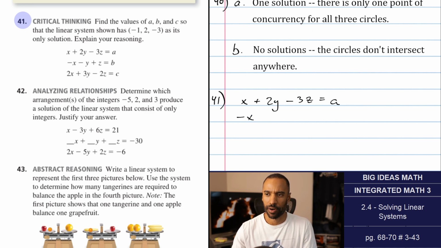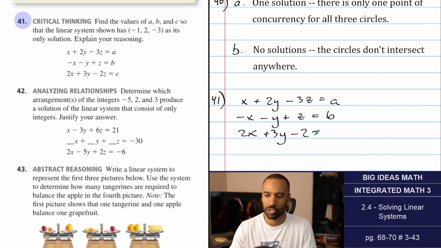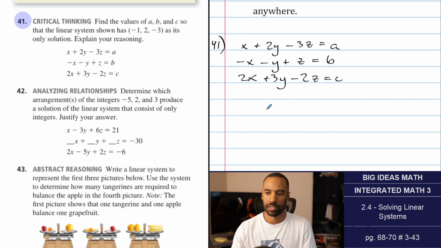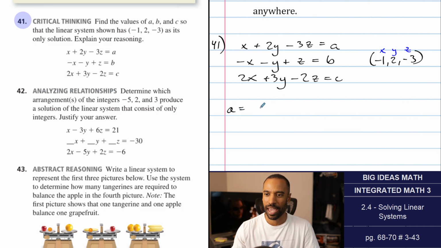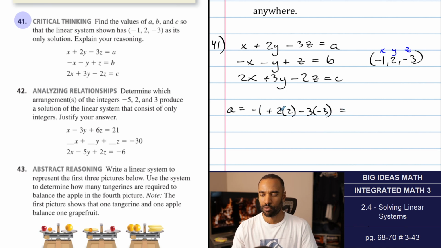Wouldn't you just substitute these for x, y, and z? Negative x minus y plus z equals B. And 2x plus 3y minus 2z equals C. We want -1, 2, and -3. Remember, these are your x, y, and z as your single solution. I think you just substitute -1 for x, 2 for y, and -3 for z, and solve for A, B, and C. So A would be x plus 2y minus 3z, which is -1 plus 4, which is 3, plus 9, which is 12.